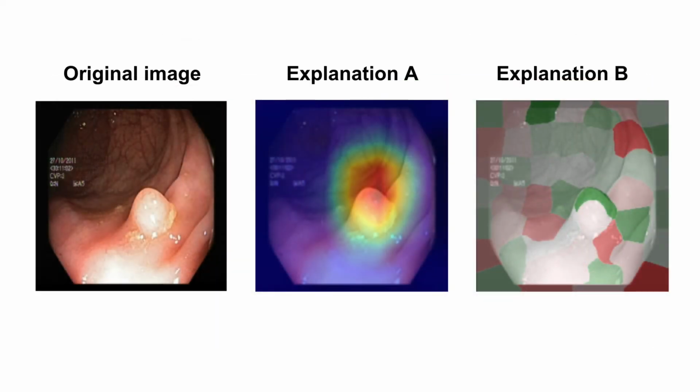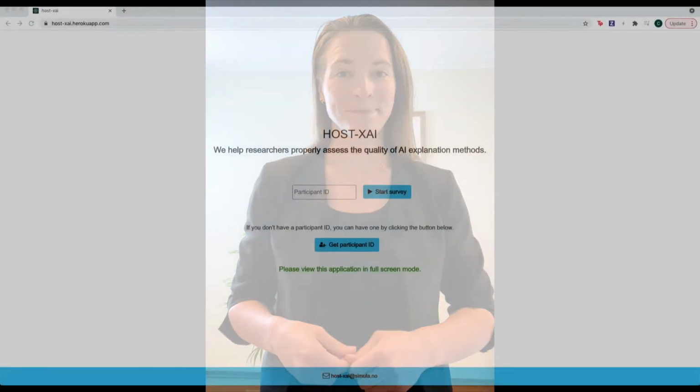The aim of this survey is to find out which of these explanation methods provides you with what you think is the most relevant information. So the question is not whether the AI system is good or bad at identifying polyps, but whether the explanation is useful to you. And now I'll show you how the survey works.